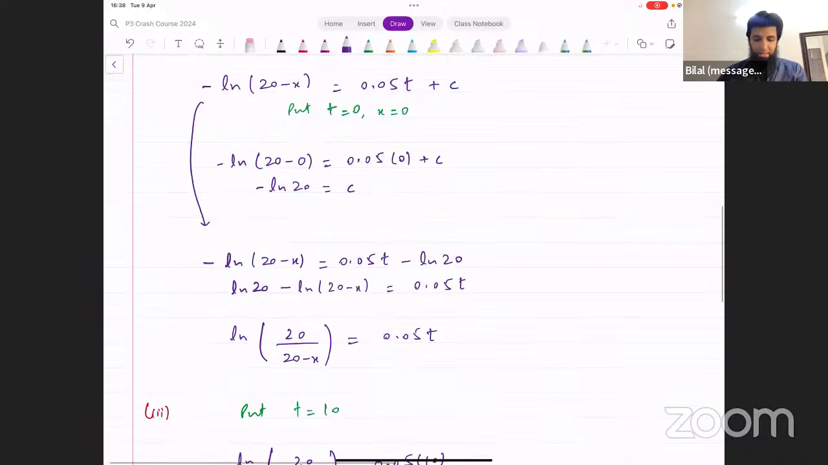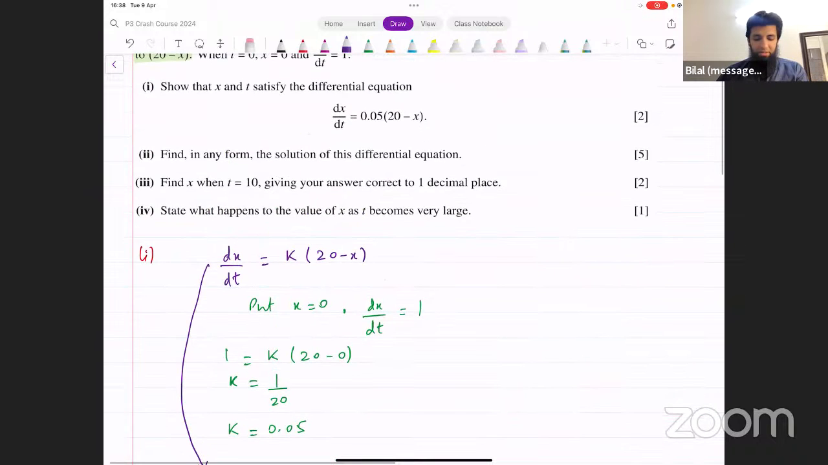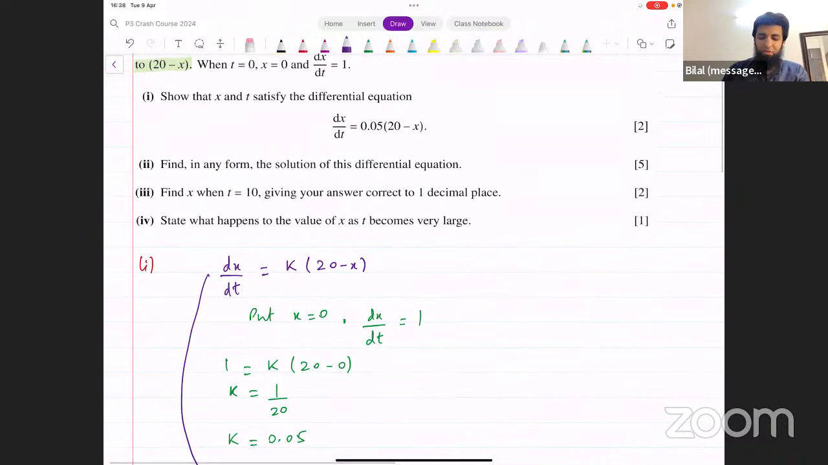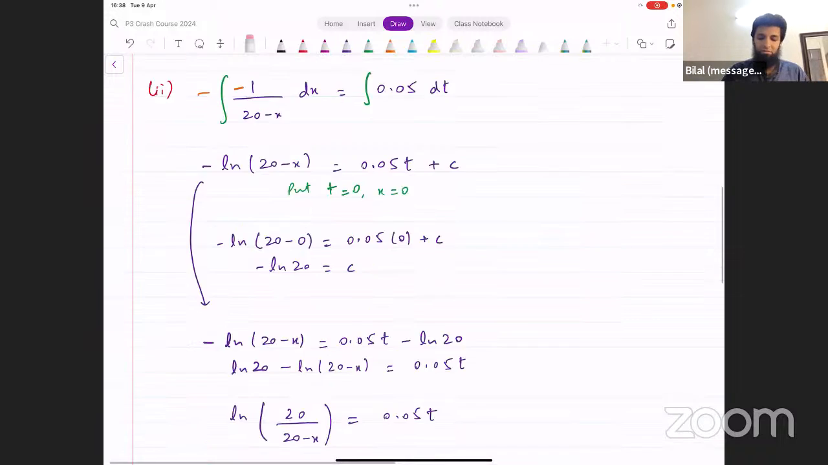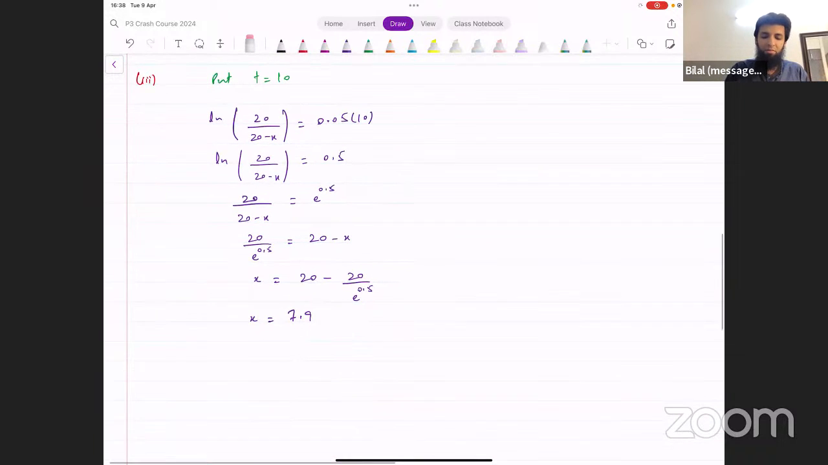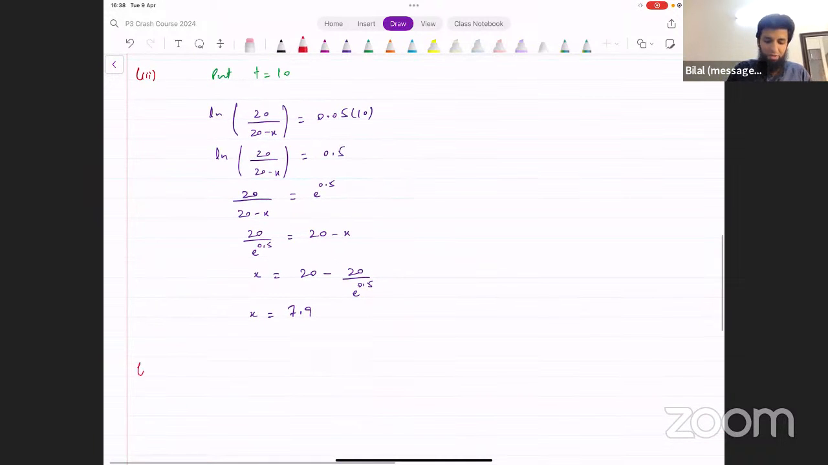Now in the next part, it says, state what happens to the value of x as t becomes very large. So again, it's that type of problem in which one variable becomes very large. If it becomes very large, what does that mean? It goes towards infinity. So what happens to x? What value of x do you get when t becomes large? Now for this, you need to make x the subject. You've actually done most of this work already in the previous part.